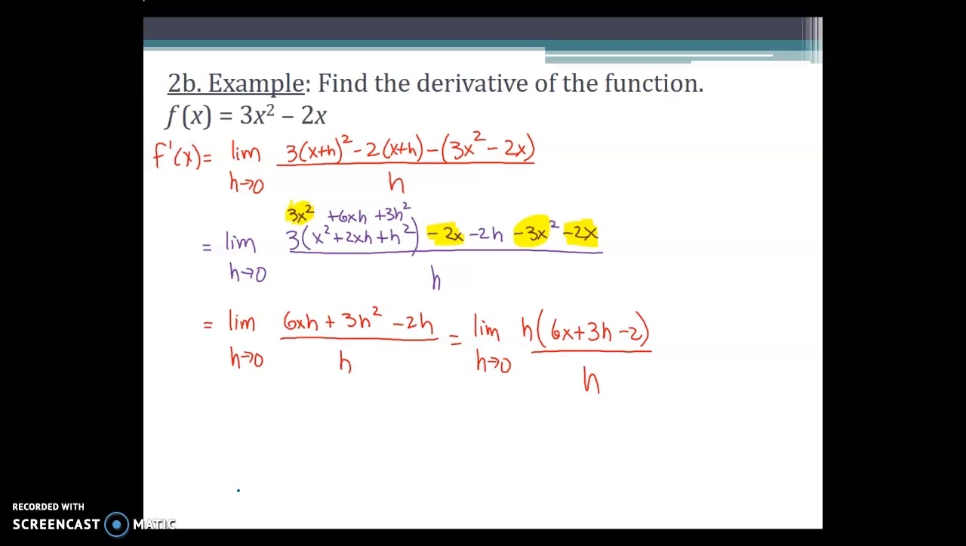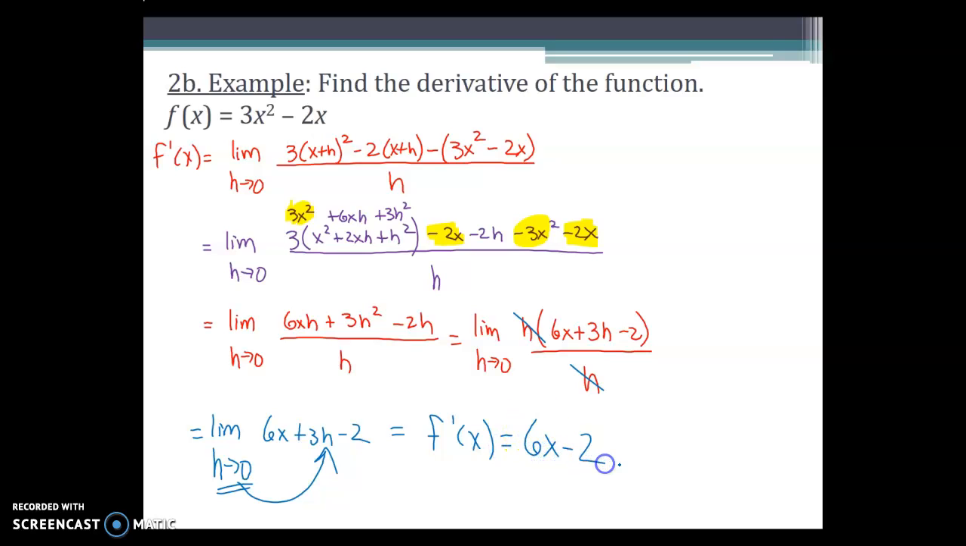So once you pull out this common h and divide it out, you're left with the limit as h goes to 0 of 6x plus 3h minus 2. Now you can plug that h equals 0 in, no harm, no foul, to get the derivative is 6x minus 2. And once again, that 6x minus 2 is going to generate tangent lines, slopes of tangent lines at any point you desire.